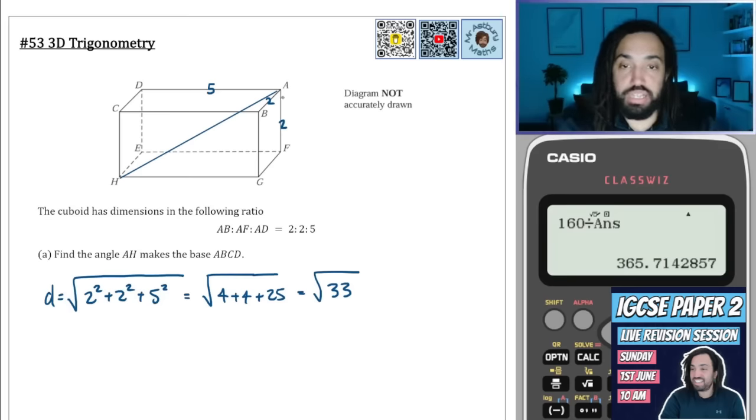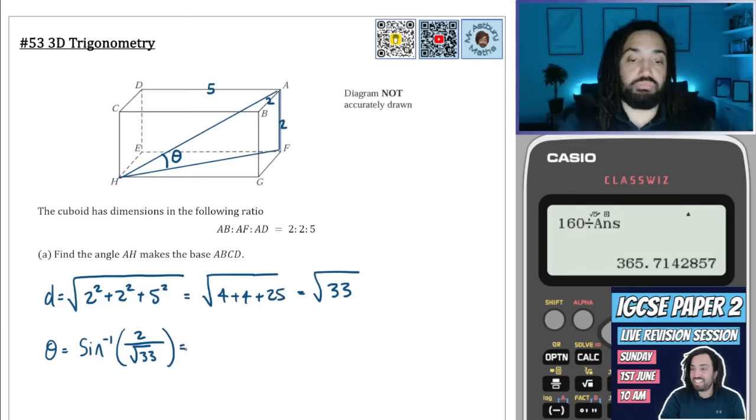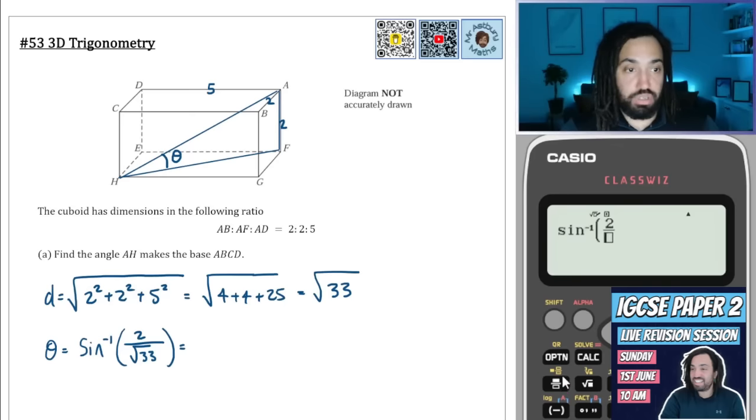Yep. Okay, and then if we draw a line directly down to the base, which has a distance of 2, and then a line connecting up that line across the base, then this is the angle we're looking for. So that angle would be sine inverse, because we have the opposite, which is 2, and then over the hypotenuse, which is this long diagonal, which we said was root 33. So we do, on our calculators, inverse sine of 2 over square root 33. And that just gives us 20.4. Perfect.